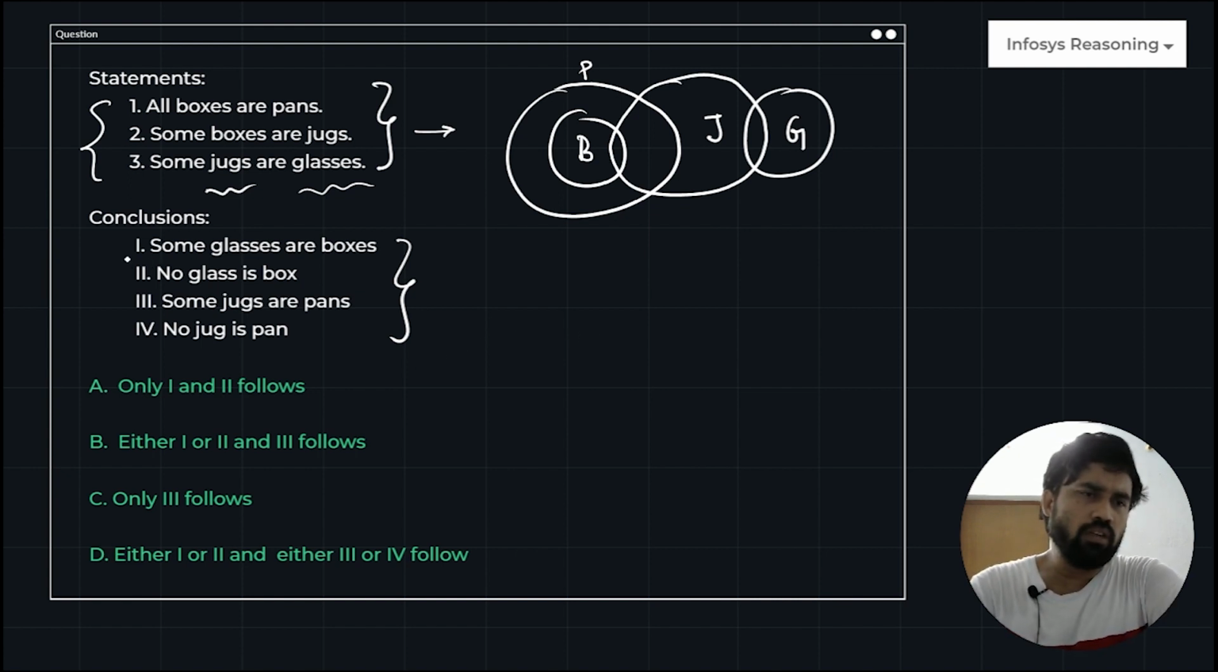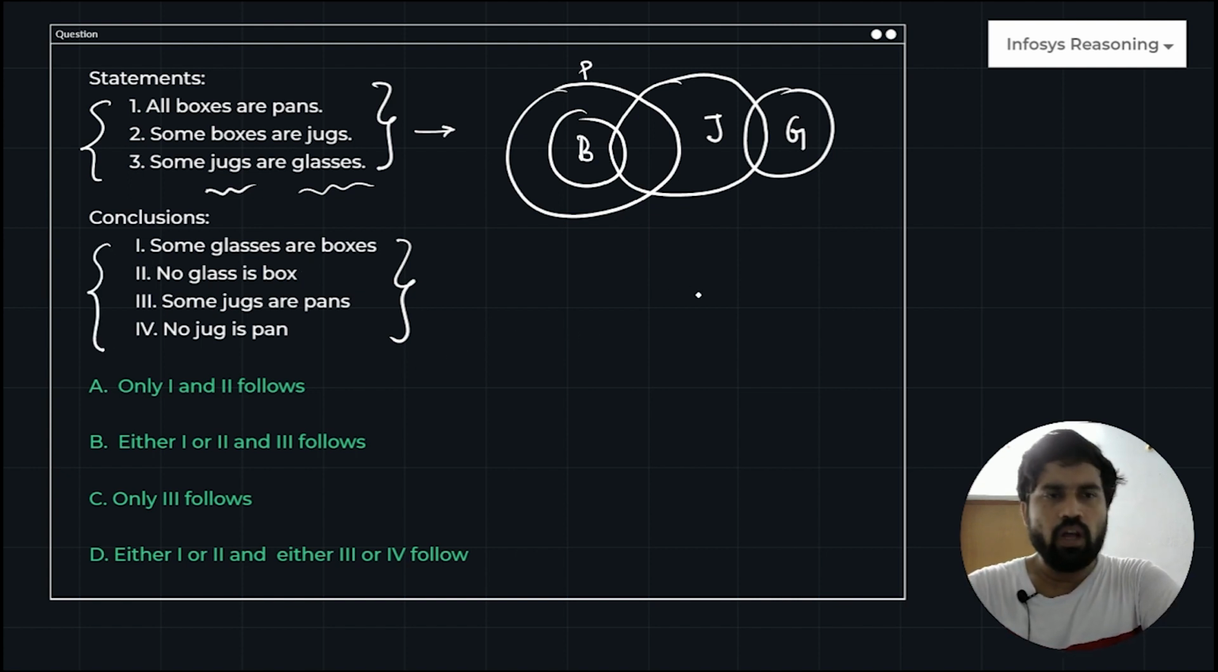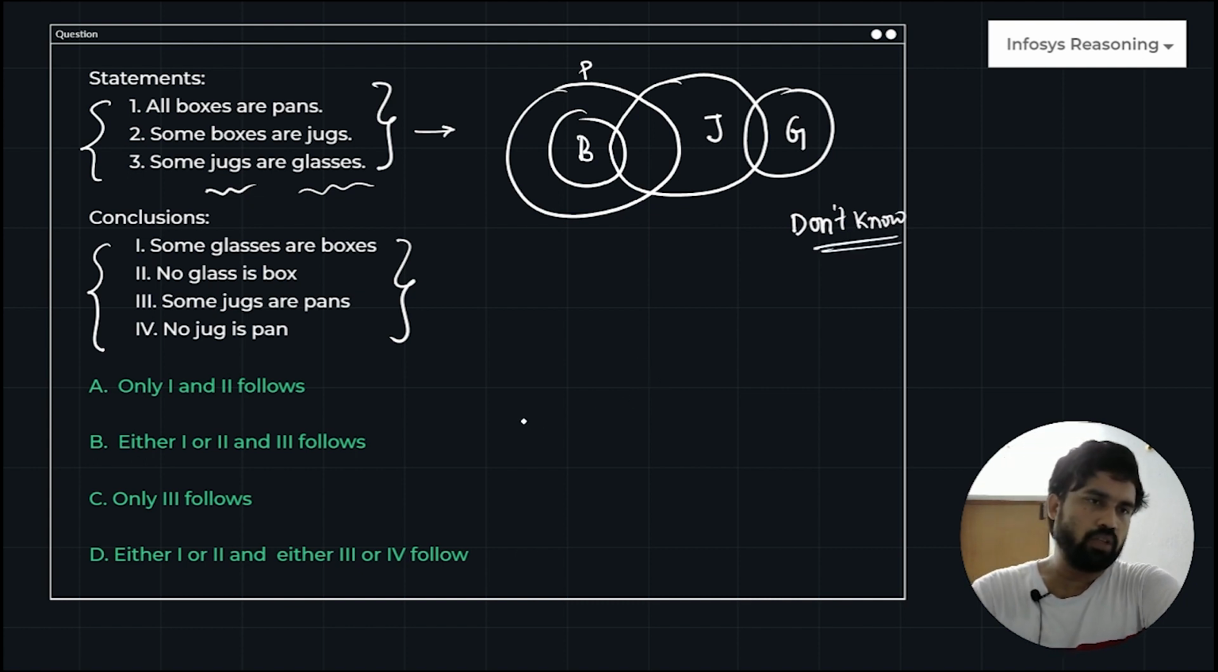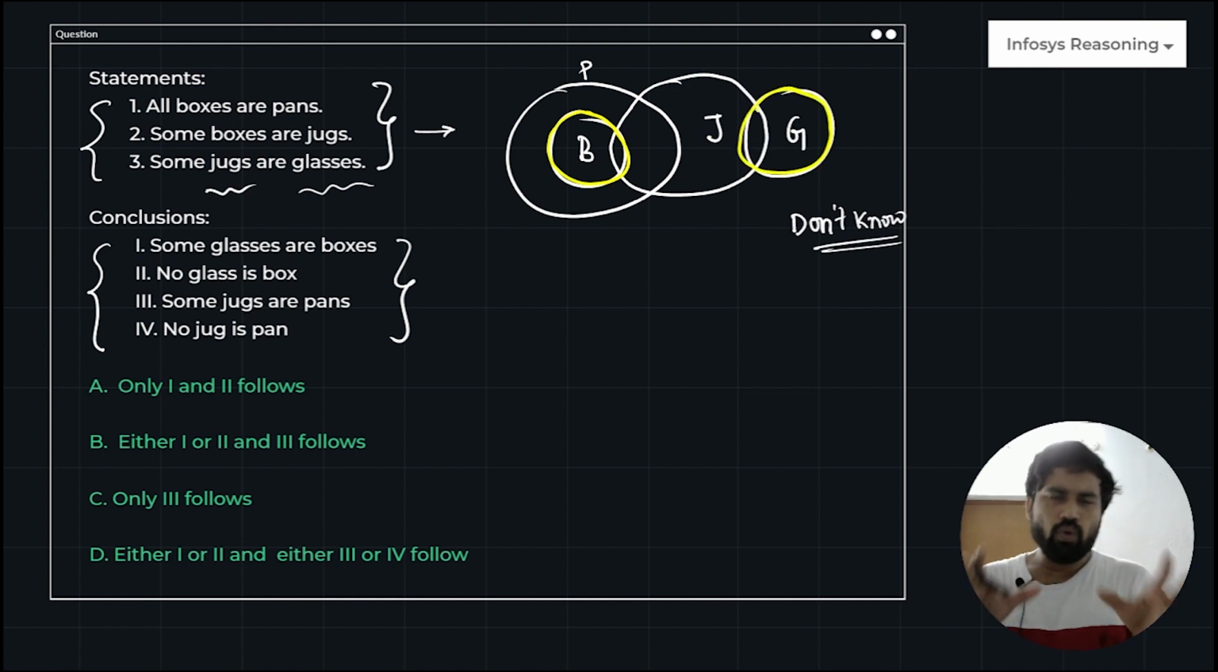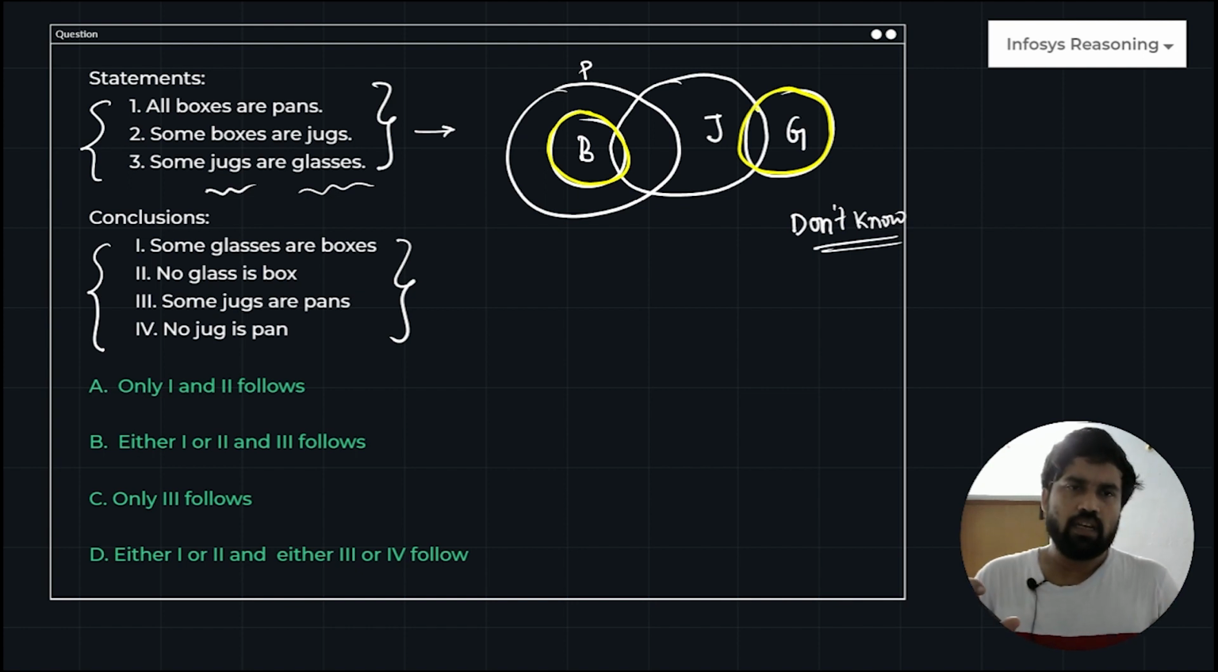So just look into the conclusions, how to do. The key point for these Venn diagrams is always the don't know condition. So if you don't know, any conclusion is wrong, right? So start doing this. Some glasses are boxes. So just look at here, boxes is here and glasses is here. Please just look into those two highlighted circles only, B and G. There is no intersection, there is no cross mark between them. If a cross mark is there, I will treat it as no.